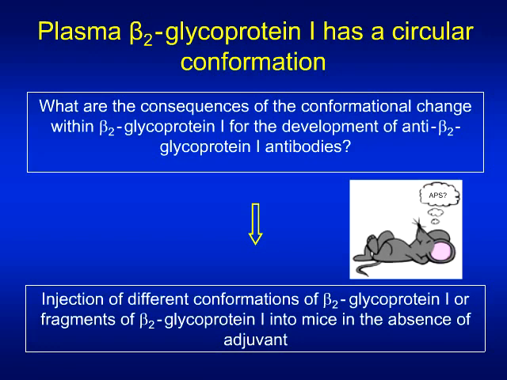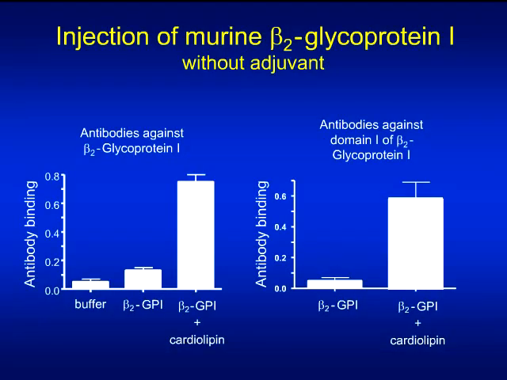So what are the consequences of the conformational change within beta 2-glycoprotein 1 if you inject that into mice? So we cloned mouse beta 2-glycoprotein 1, and we injected that in mice, and fragments thereof. And when you inject mouse beta 2-glycoprotein 1 in mouse without an adjuvant, you do not get antibodies. But if you add it together with cardiolipin to open it up, you get antibodies. That was already known in the literature, that if you inject cardiolipin into a mouse, you get antibodies against beta 2-glycoprotein 1. And here you can see exactly what happens. These antibodies are directed against domain 1 of beta 2-glycoprotein 1, not against the other domains.